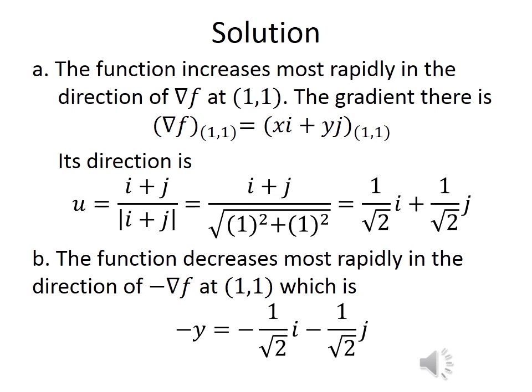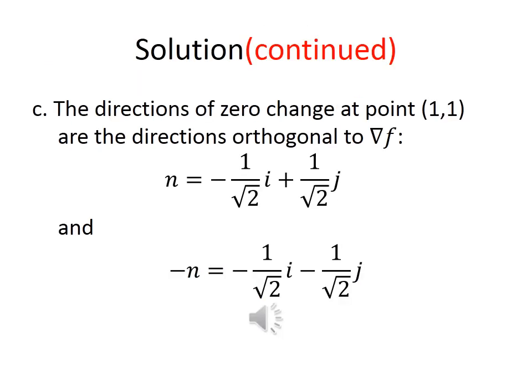Similarly, for part B, the function decreases most rapidly in the direction of the negative of the above result. Finally, for part C, the directions of zero change at point 1, 1 are the directions orthogonal to gradient f, which are n equals negative 1 divided by square root of 2 times i plus 1 divided by square root of 2 times j, and negative n equals negative 1 divided by square root of 2 times i minus 1 divided by square root of 2 times j.